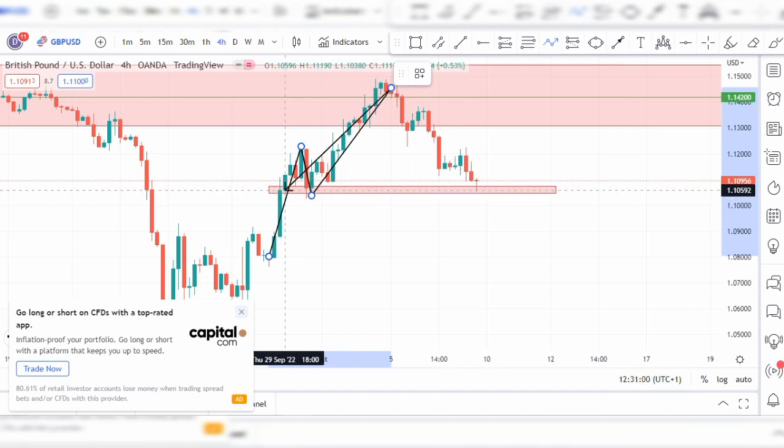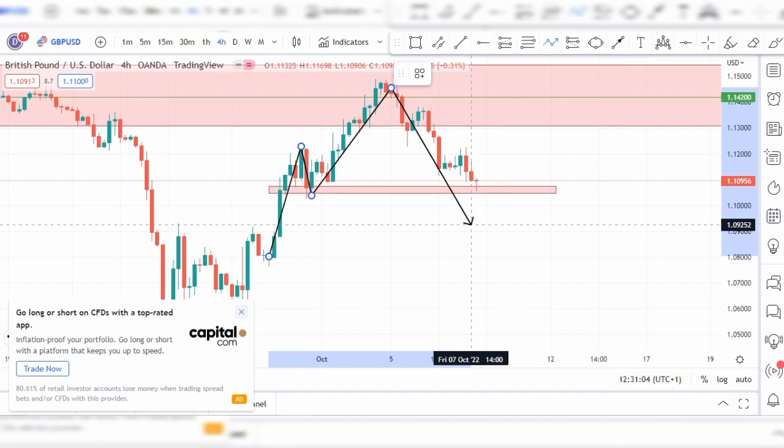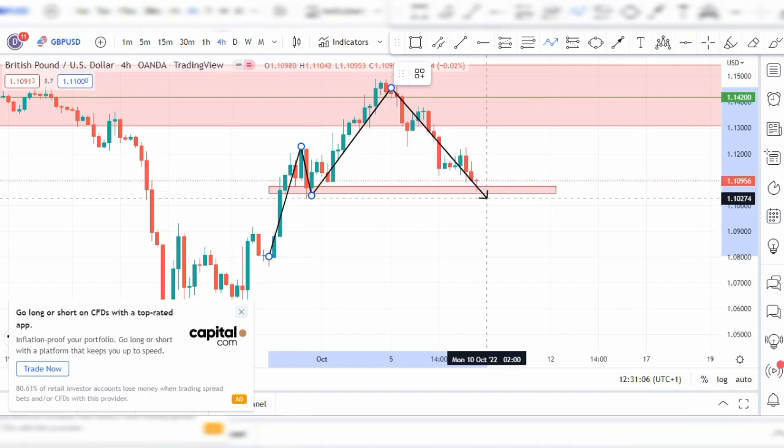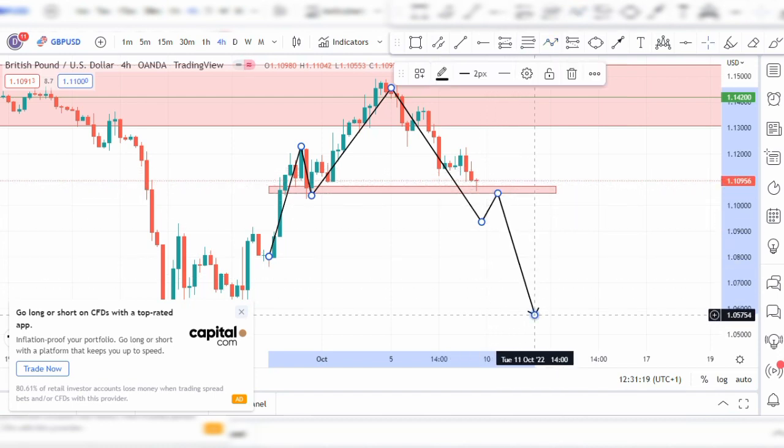Now, if price breaks this area here, this support area, right? Depending on how strongly price breaks that area. So if price breaks quite strongly, then you can enter your sell trade all the way to the downside. Or if price breaks it but not very strong, you can wait for a retest and for price to give us a sell signal from there, and then continue the trade to the downside.